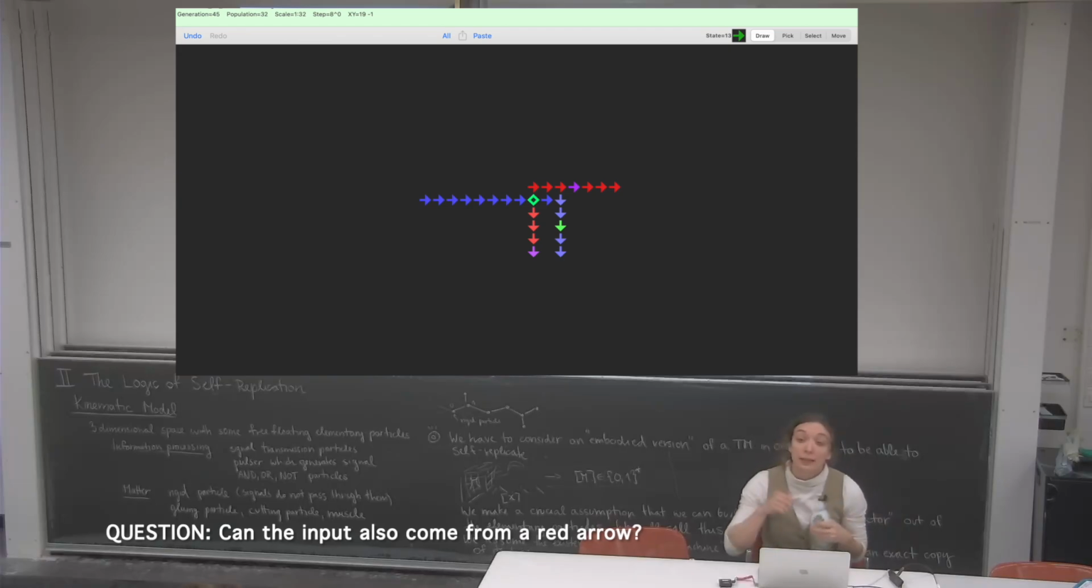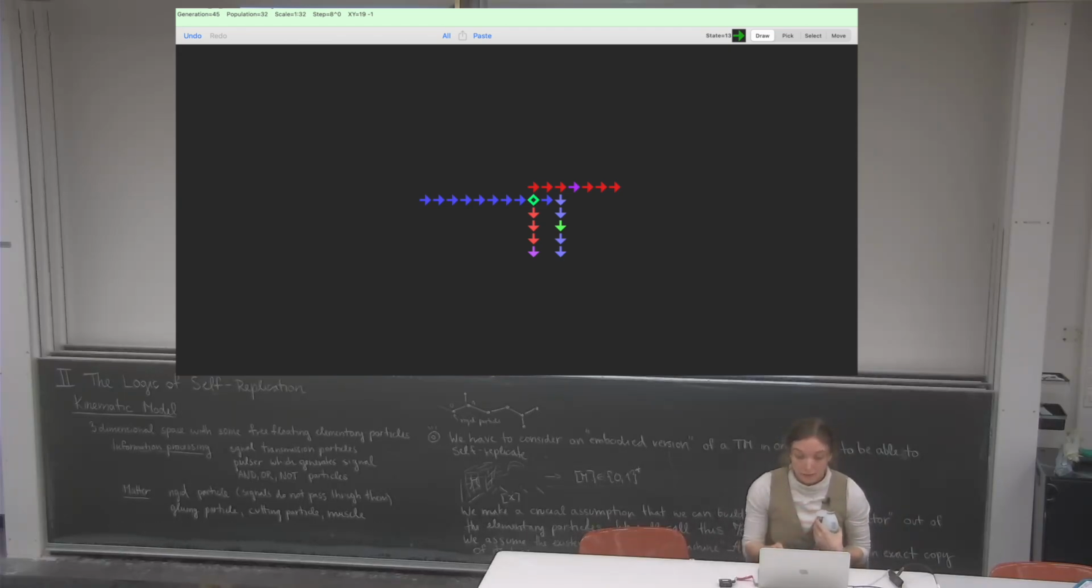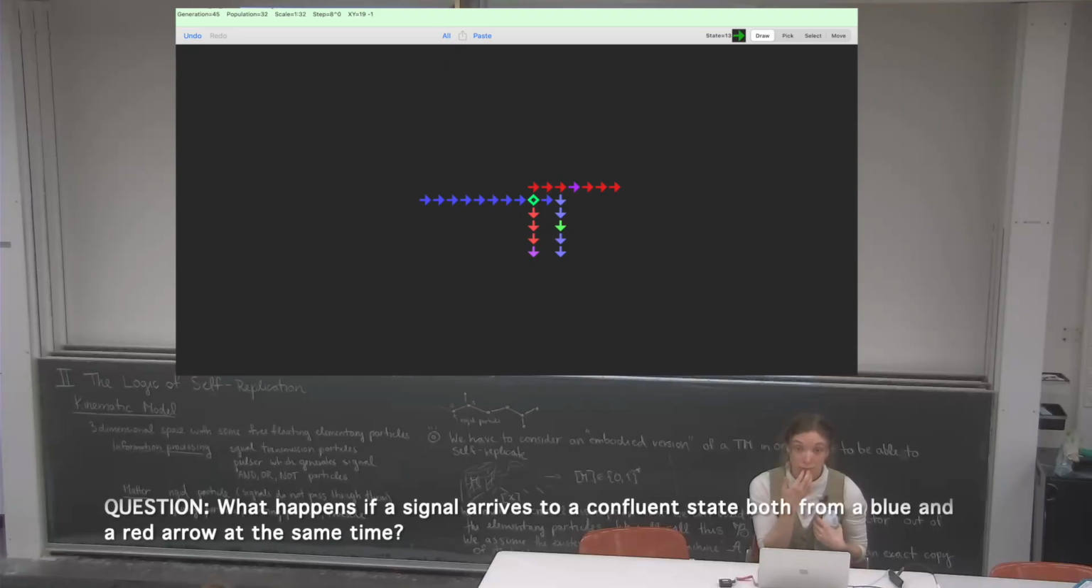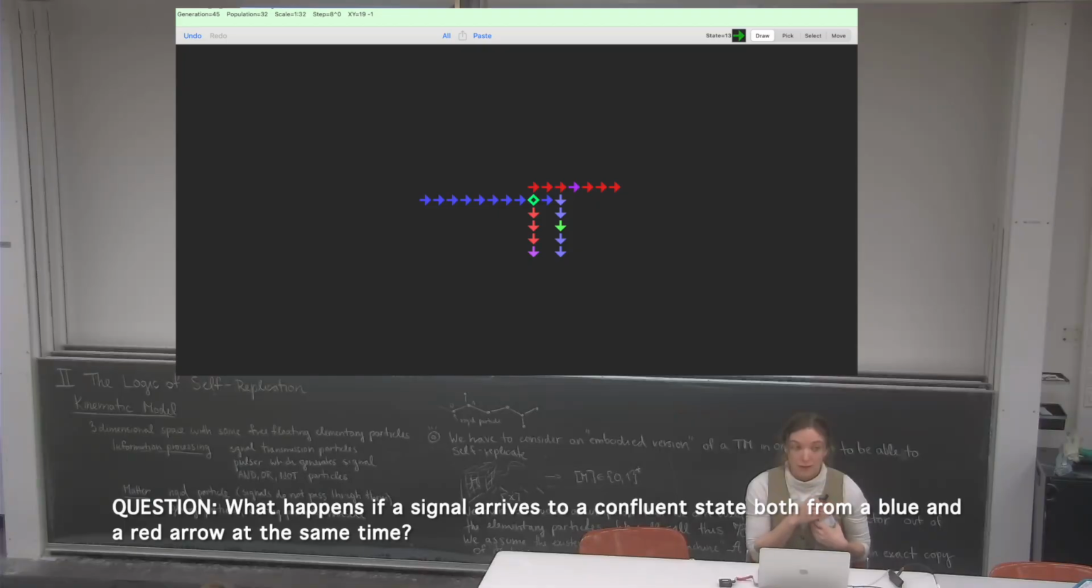Yes? Can the input also come from a red arrow? If the input came from a red arrow, the confluence state would get destroyed. What happens if it receives 2 inputs for a blue and a red arrow at the same time? And at 1 time step?